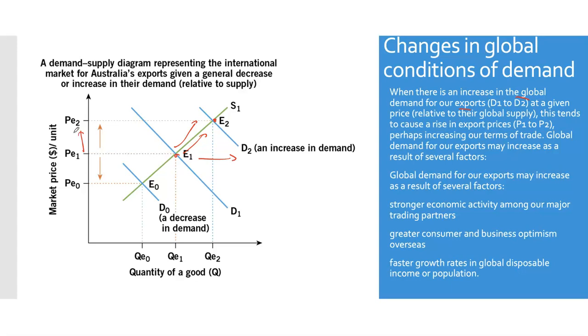Now, what could be some reasons for this? Strong economic activity in our trading partners who demand our exports, improved consumer and business confidence, and maybe increased growth rates. And we saw that the significant terms of trade increase was largely due to this growth in economic activity in China and India. So really this factor here.